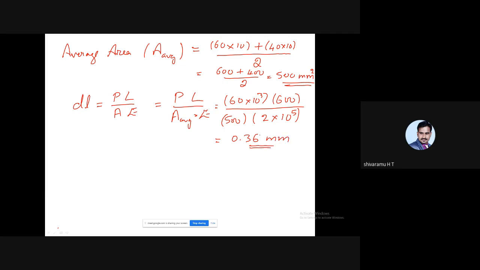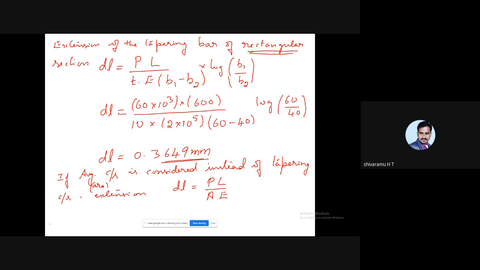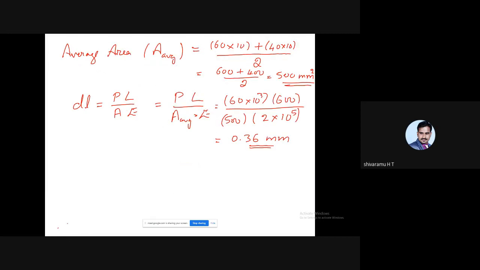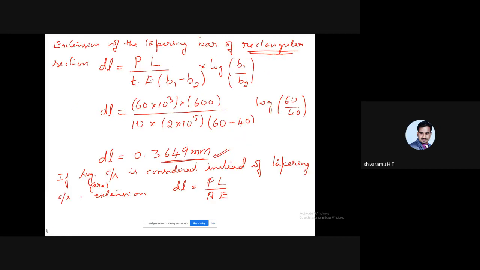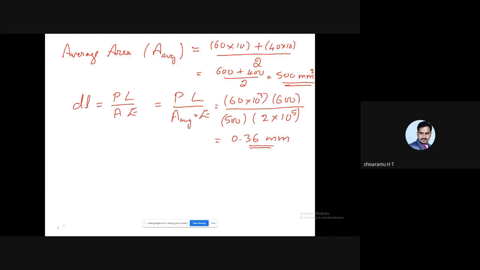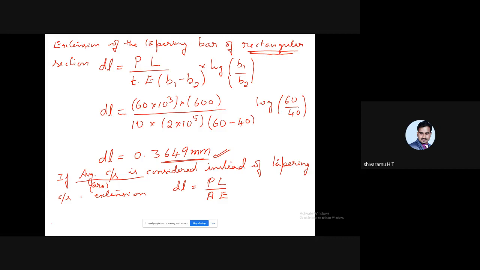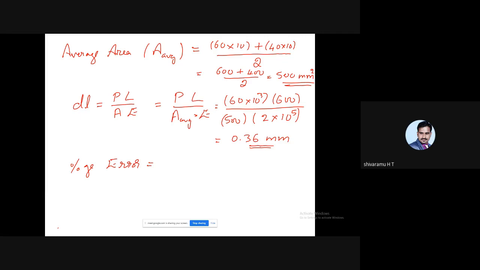So when we consider the actual area, or the tapered cross section, the deformation is 0.3649. If we do not consider the actual tapered cross section, and instead consider the average cross section, we are getting the extension as 0.36 millimeter. Now it is asked to compute what is the percentage error. Here you can see the actual is 0.3649, but if you consider the mean, we are getting a smaller deformation compared to the actual area of cross section.